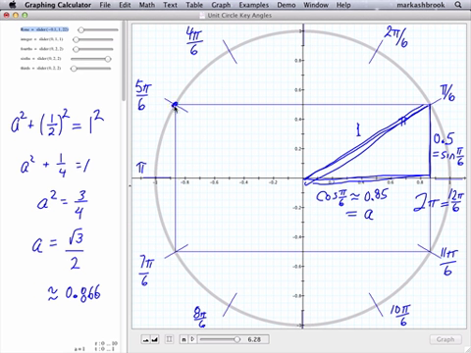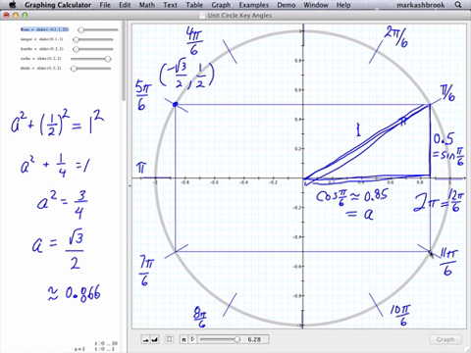What's the sine of 5 pi over 6? Positive 1/2, she said. That's it. It's the same as over here, because we're at the same distance above the horizontal diameter that we were here. So there's the cosine and sine of that.